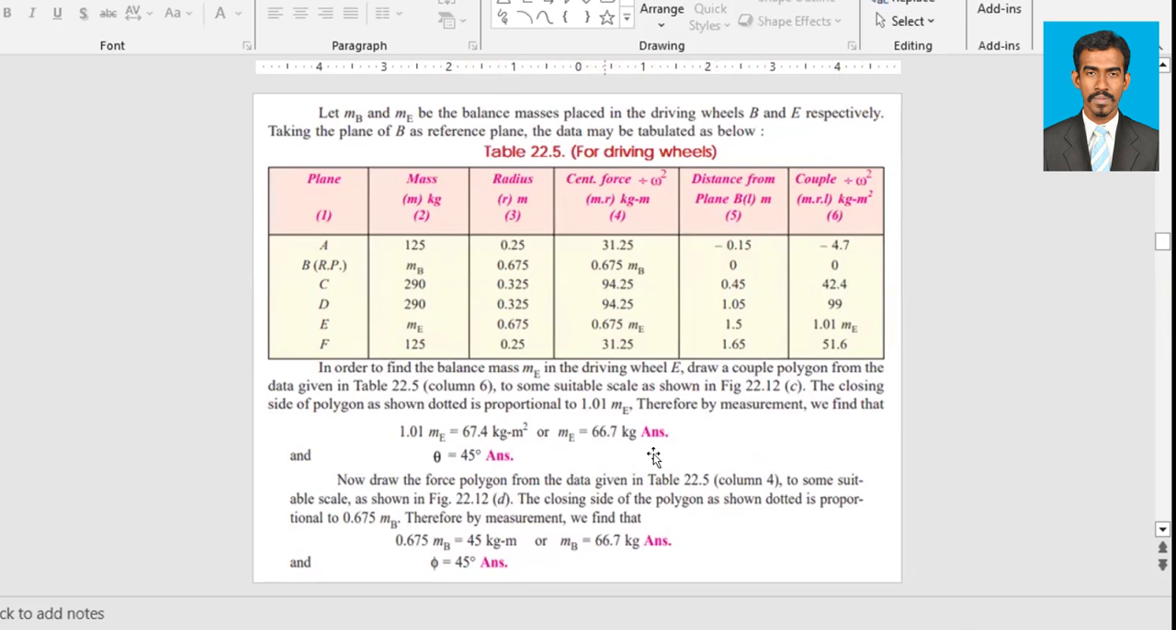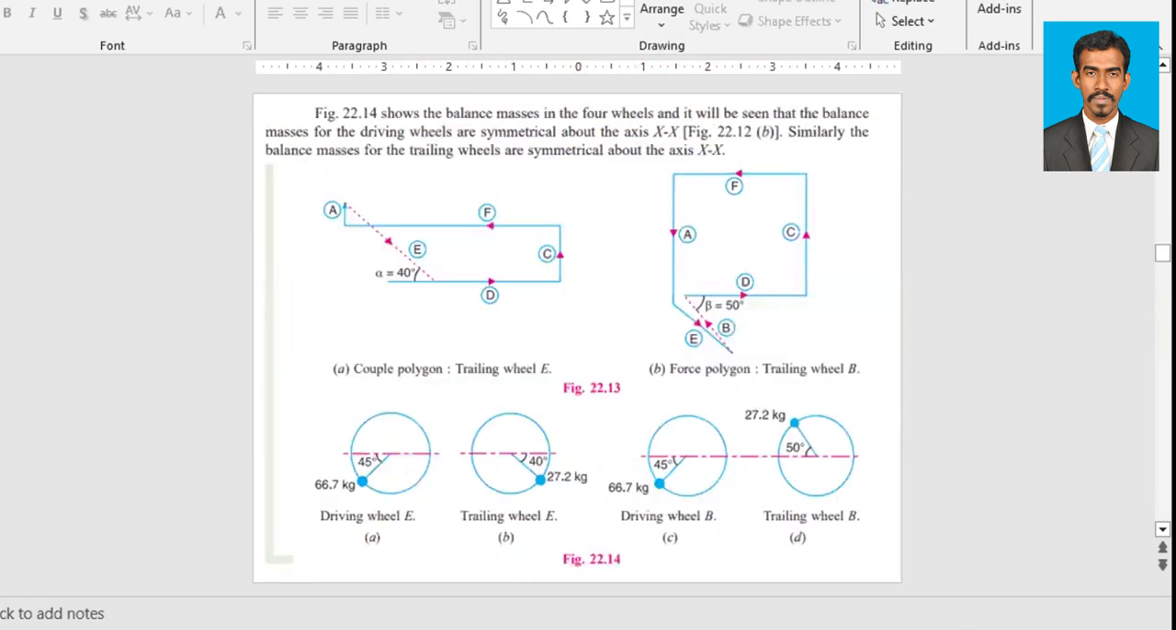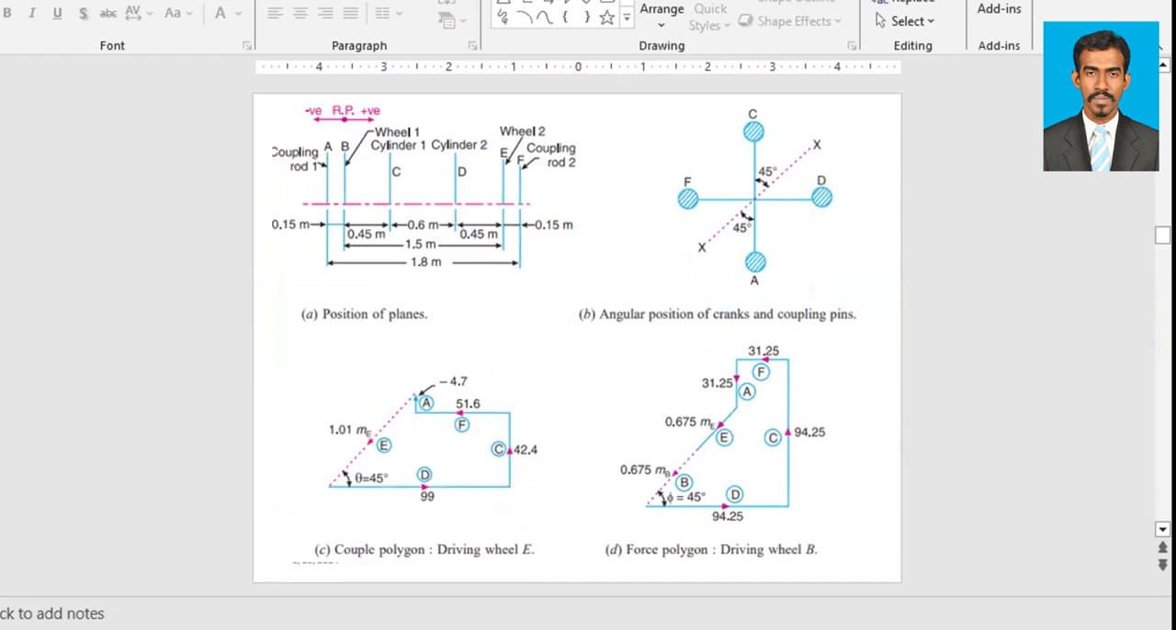So from this data, we now already have found the mass is 66.7 kilogram, right? So we'll replace that mass here. So we will have some value here, okay? Accordingly, we will draw the force polygon, right? So we'll start again with the force polygon, right?